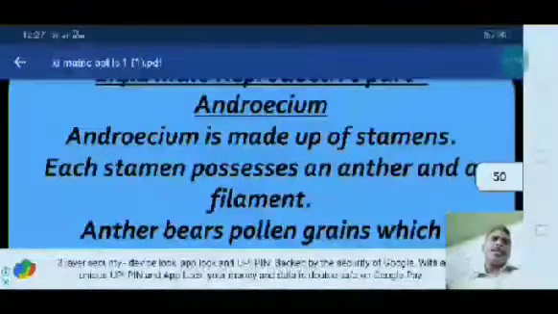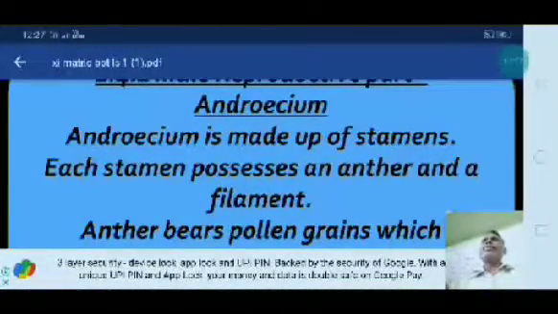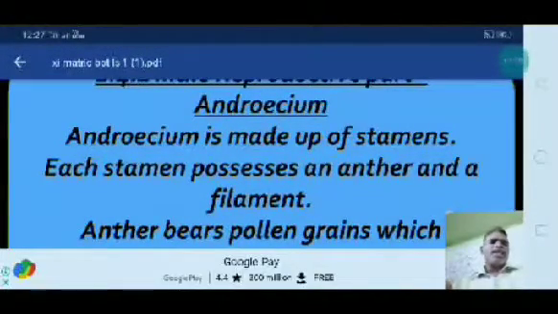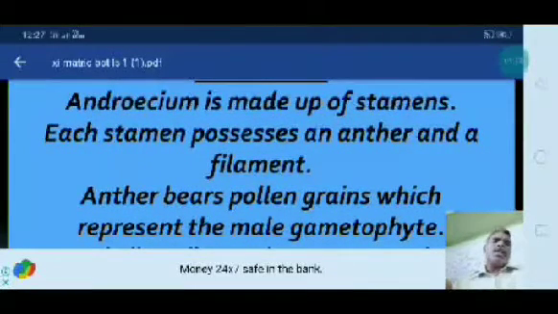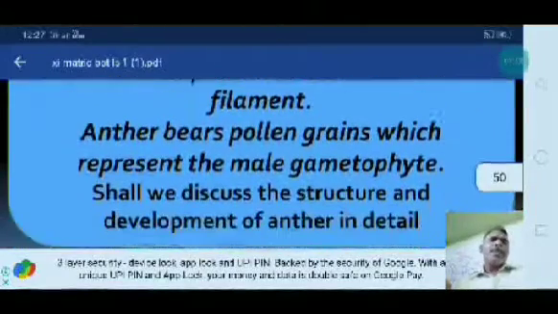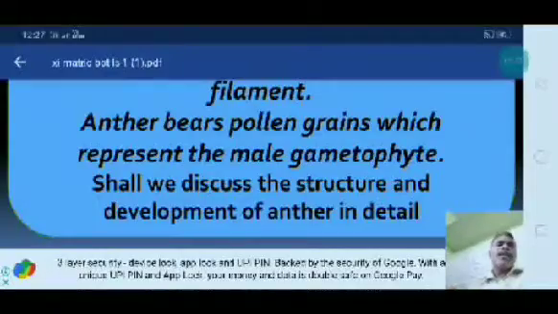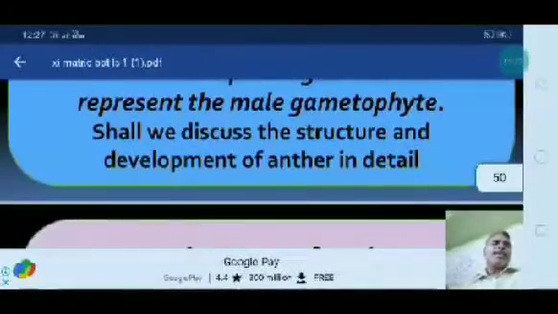So here there are three sentences mostly present. Androecium is mostly made up of stamens. Each stamen possesses an anther and a filament. The anther bears the pollen grains, which are called the male gametophyte. Next we will see the detailed structure of the anther.